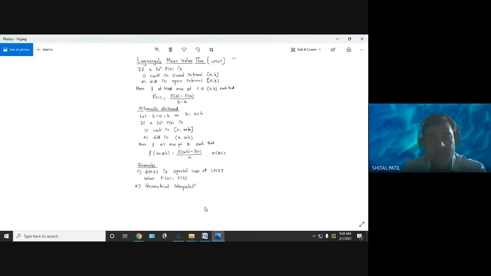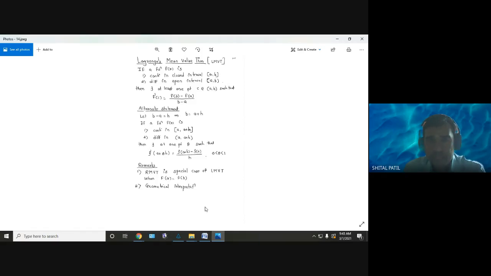So in the previous lecture we started with the Lagrange's mean value theorem. According to Lagrange's theorem, if a function f of x is continuous in the closed interval [a, b] and differentiable in the open interval (a, b), then there exists a point c in the open interval (a, b) such that f dash of c equals f of b minus f of a divided by b minus a.